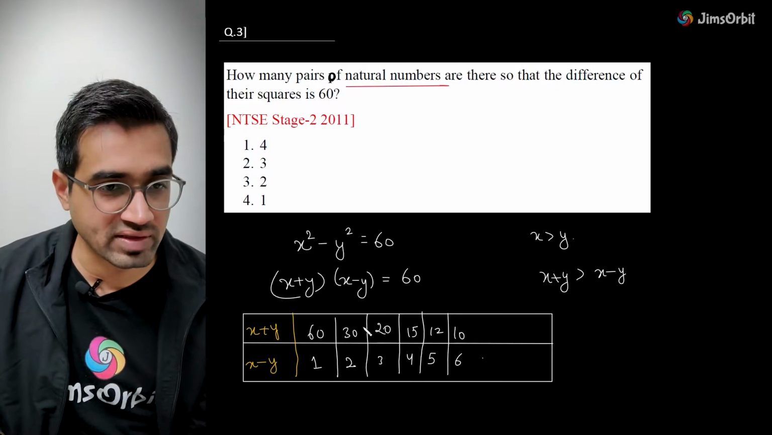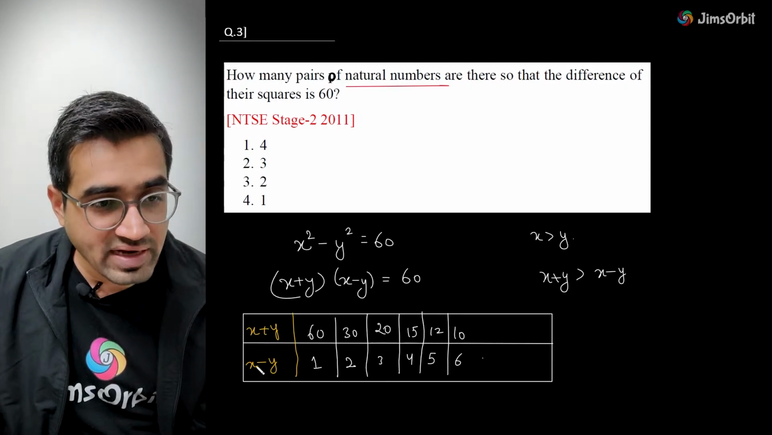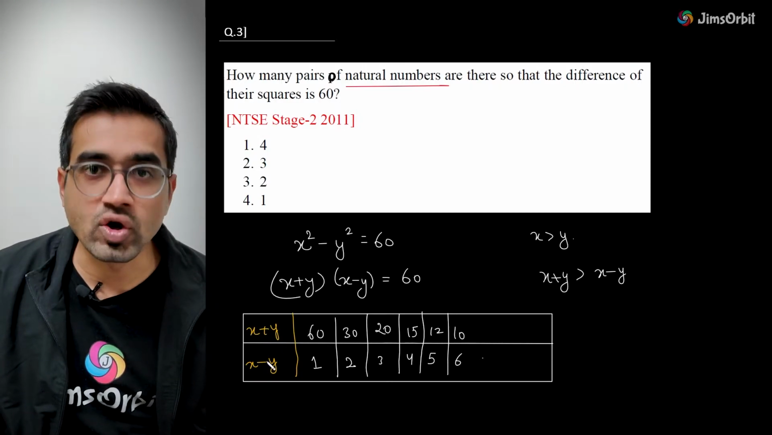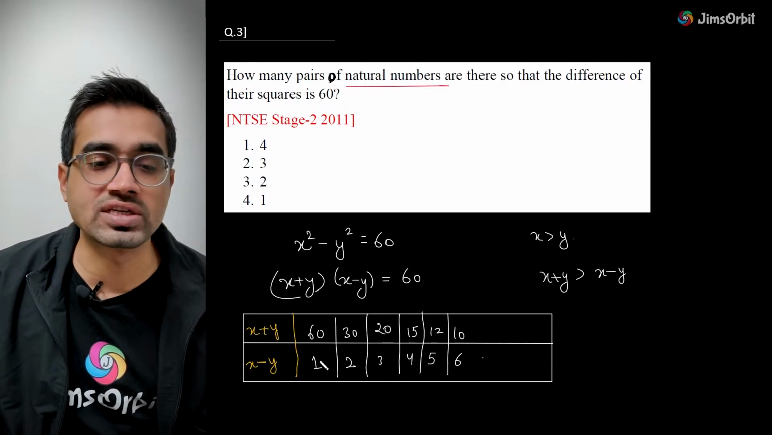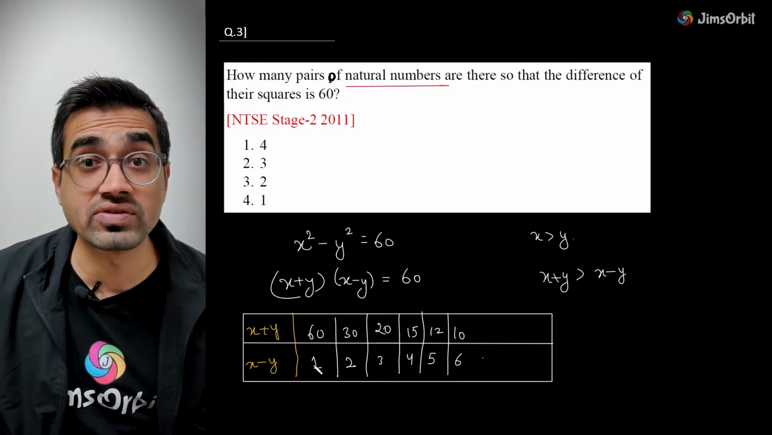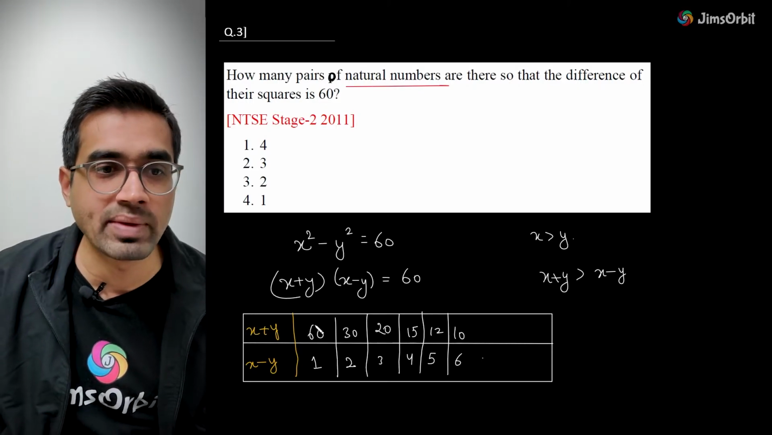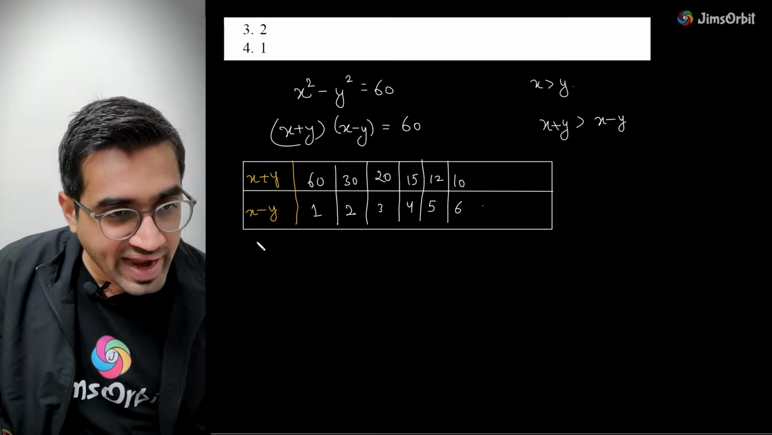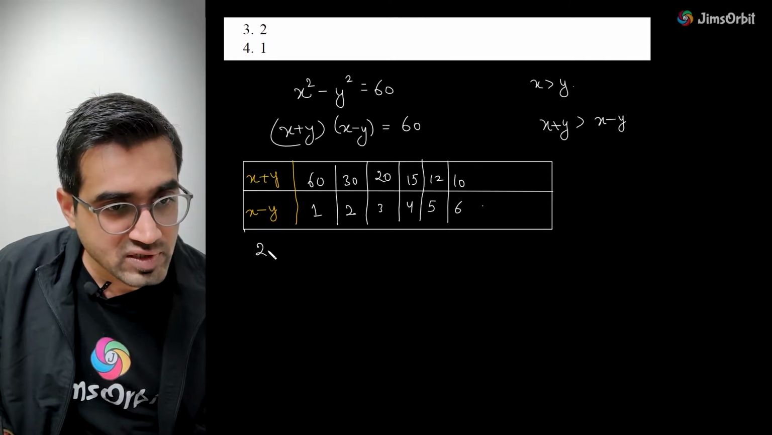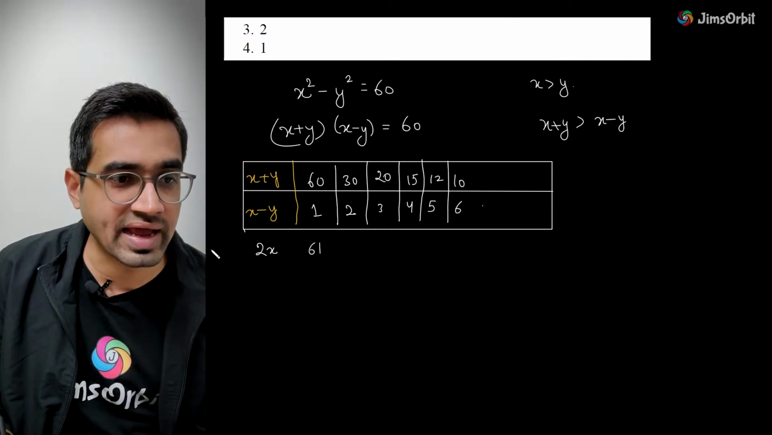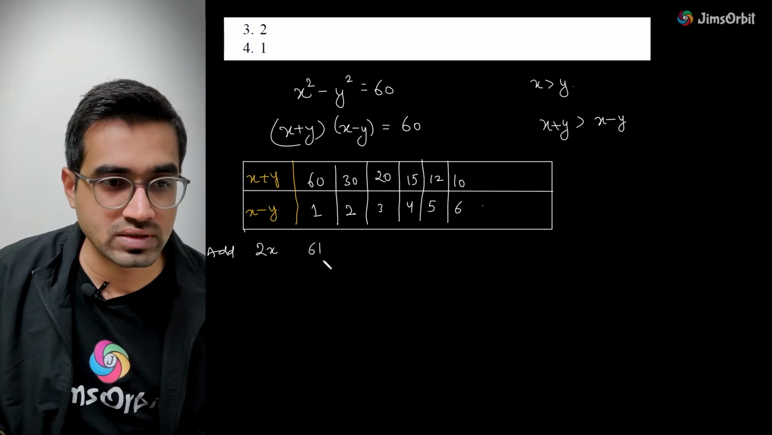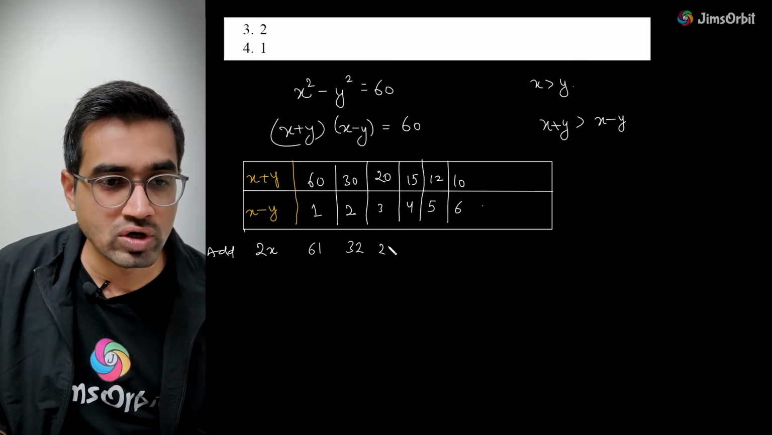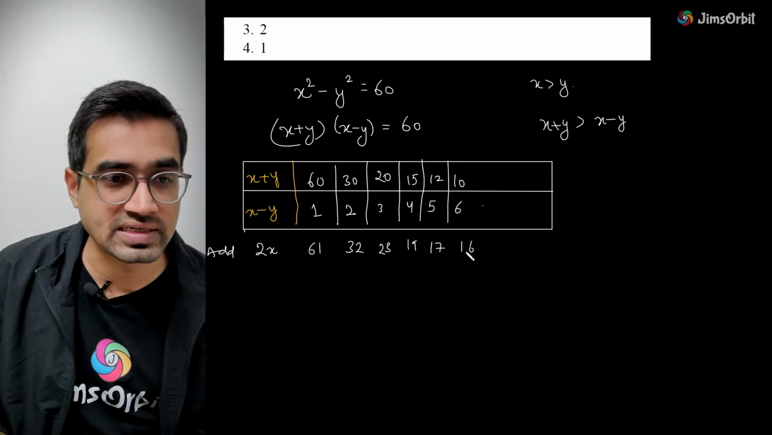Now you just see one thing. If I add these two equations, I'll get 2x equal to 61. So it means x will be 61 by 2, which is not a natural number. You get my point? If I add these two equations, what will 2x be? 61. I'm just adding them. So x plus y, x minus y, 2x: 61, 32, 23, 19, 17 and 16.